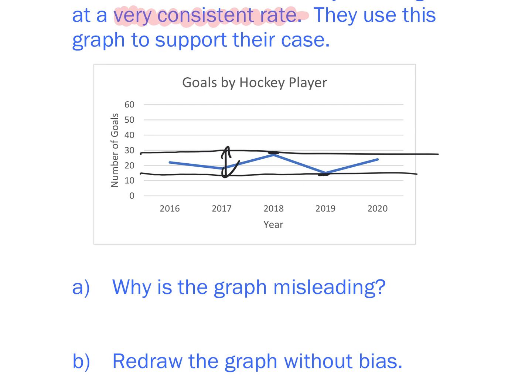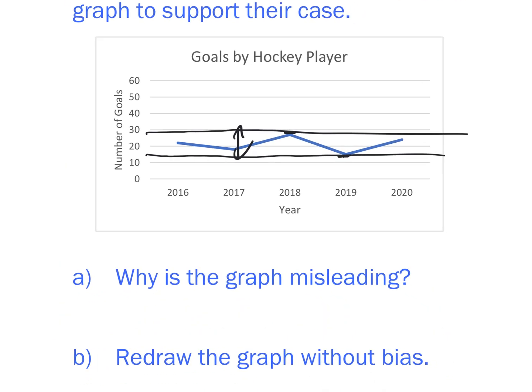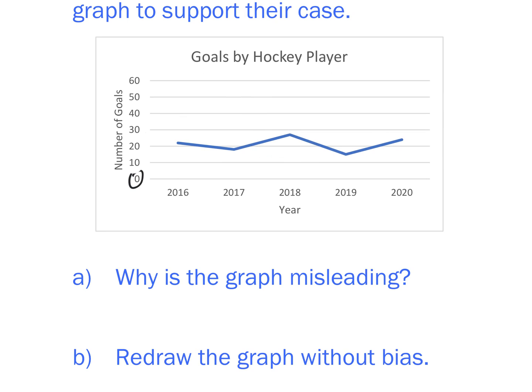So let's go ahead and figure out why this graph is misleading. Well, here we see that the graph starts at 0. So that's not a problem. Not at all. So where's the problem? Well, the problem is that the highest number of goals the goal scorer scores is, what, 27, 28? And the graph goes all the way up to 60. Well, if the highest is like 27, you could probably go up to 30.